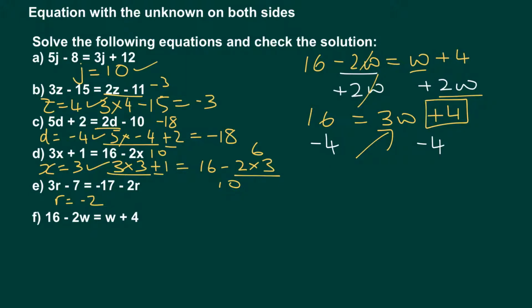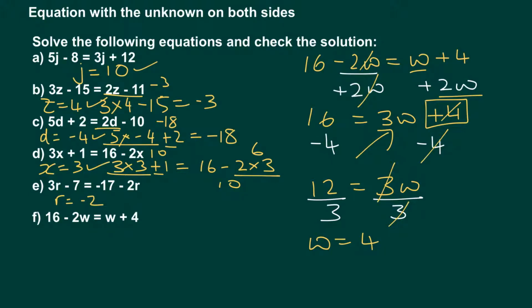So 16 minus 4 on the left-hand side is equal to 12, which is equal to 3w on its own, since the plus 4 and minus 4 have cancelled out. Now to get rid of the 3 there, we have to do divided by 3 on both sides. So we're left with w, as the 3's have now cancelled out, is equal to 12 divided by 3, which is 4. So the solution here is w is equal to 4.